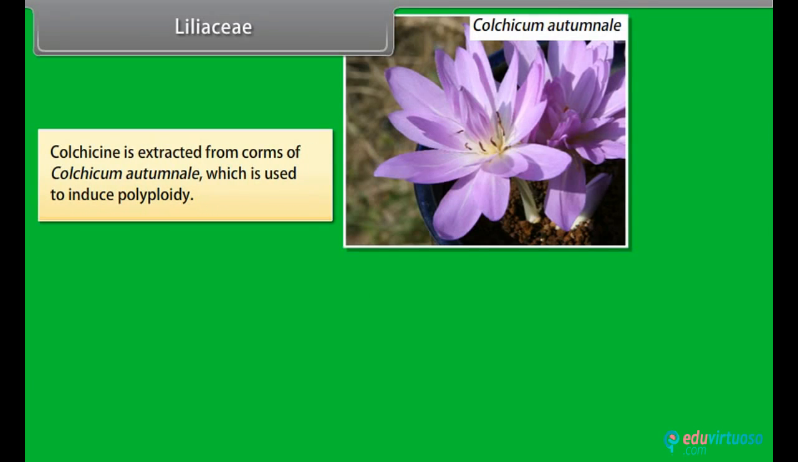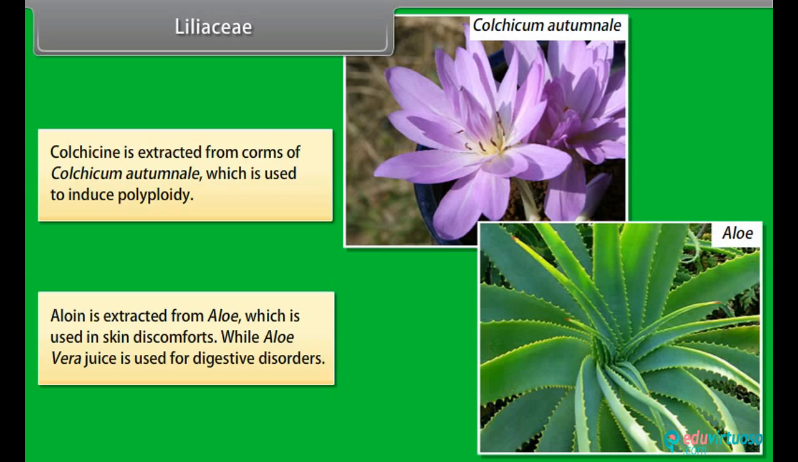Colchicine is extracted from corms of Colchicum autumnale, which is used to induce polyploidy. Aloin is extracted from aloe, which is used in skin discomforts, while aloe vera juice is used for digestive disorders.